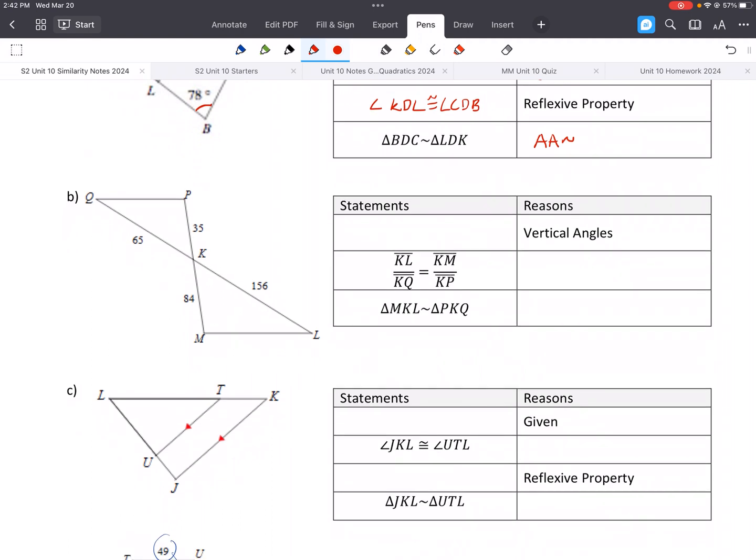So here, our reasoning is vertical angles. So vertical angles are these two angles, right? We know that they're congruent, so we just need to write that down. So angle QKP, so that's this first angle, is congruent to angle MKL.